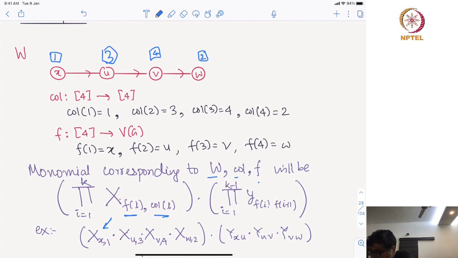What is the second vertex? It is u, and the color assigned is 3. So, u3. What is the third vertex? V, right? And the color assigned is 4. What is the fourth vertex? W, and the color assigned is 2. And then the product over i equal to 1 to k minus 1 of the edges from f of i to f of i plus 1. That is it. So, xy, yu, uv, vw. So, this is a monomial which corresponds to a walk, a coloring function, and an f function, or the vertex representation function.